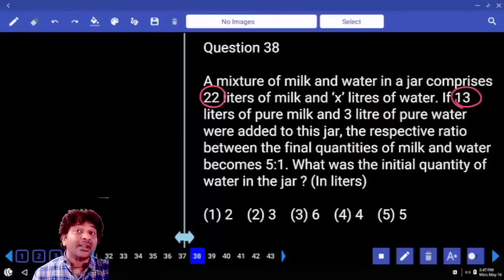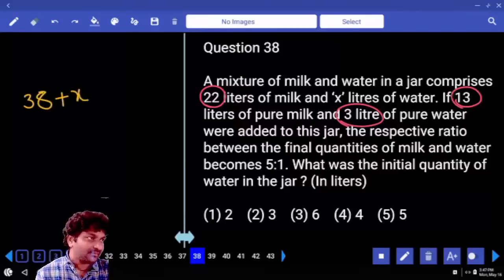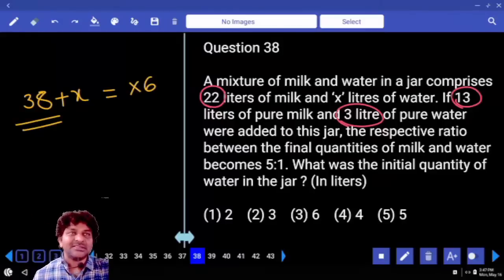13. So far 35. And how many liters of water is added? So far 3. 38 plus initial quantity of water. This is our content. Correct? And this must be a multiple of 6. 38 కి దగ్గరలో ఉన్న 6 మల్టిపుల్ ఏంటి?